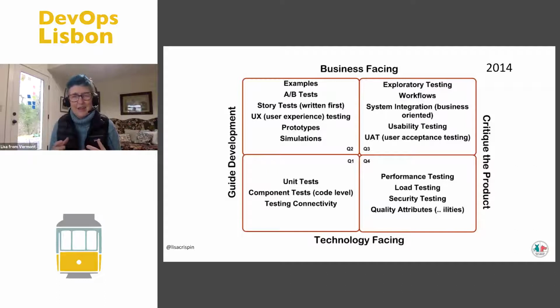We had numbers in these quadrants, Q1, 2, 3, 4. That was meant merely for the convenience of talking about them in the book, because it's really a mouthful to say, oh, in the quadrant guiding development with business-facing tests, it's just kind of hard to say. So we did that for convenience. In no way does that denote the order in which these testing activities are done. So just to make that clear.